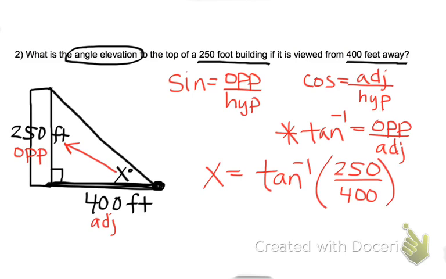Then I'm going to put that in the calculator, tan inverse of 250 over 400, and I get 32. It's actually 32.00, so 32.0.